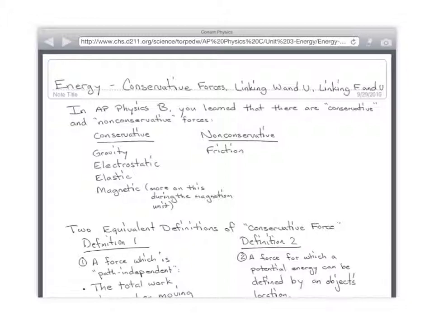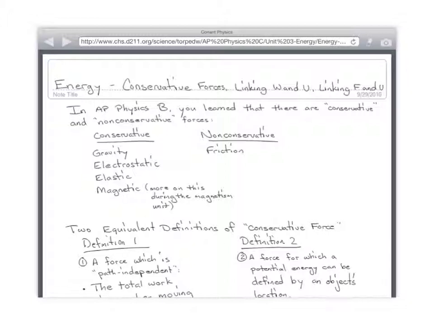However, all of the forces that you have dealt with so far, the force due to gravity, spring force, what else? Electrostatic, right? Those are all conservative forces. The fields they create are all conservative. Friction is not a conservative force. What else isn't? Air drag is not a conservative force.